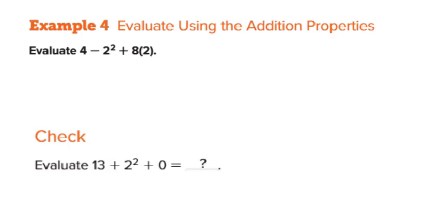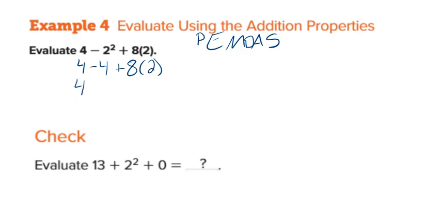So here, they want us to go ahead and evaluate some math problems. So it says evaluate 4 minus 2 squared plus 8 times 2. So this is where you use order of operations. So PEMDAS, forgot the D there. So evaluate, so there are no parentheses, so I move to exponents. So I'd have 4 minus 4 plus 8 times 2.